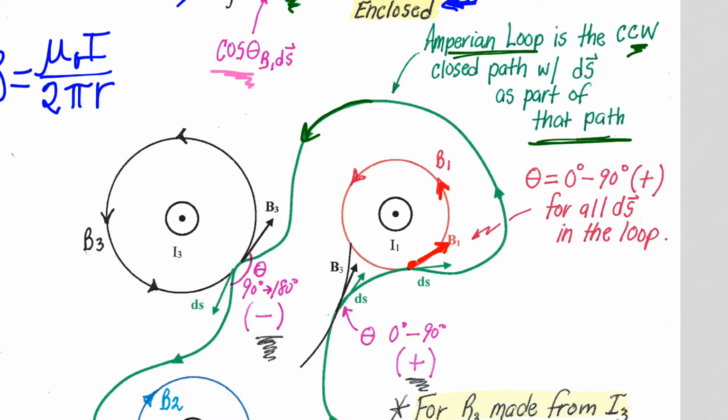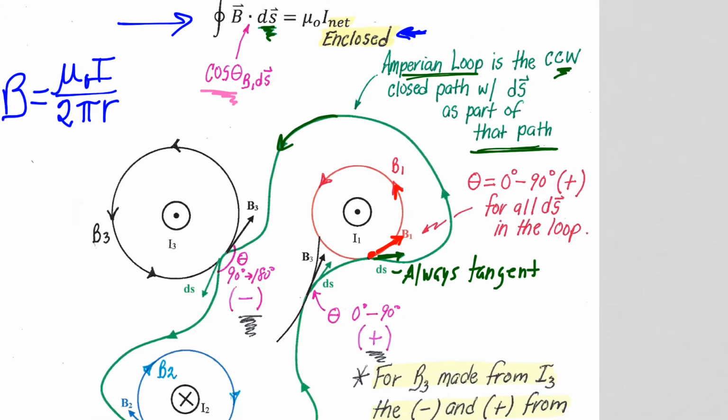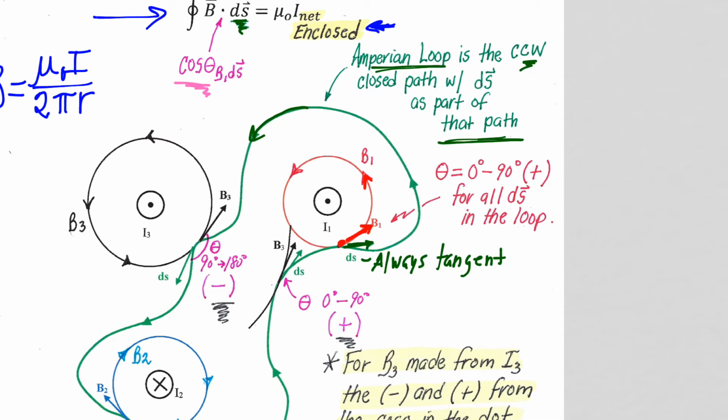The ds is always tangent to the path. Instantaneous vectors are always tangent to the path shown, so the ds will always be tangent. And please get this into your notes: for any of the B1s and the ds's around the entire loop, since B1 is in a counterclockwise direction, and the loop is counterclockwise, you will always get theta in that cosine of theta between 0 and 90 degrees, and will always be positively valued.